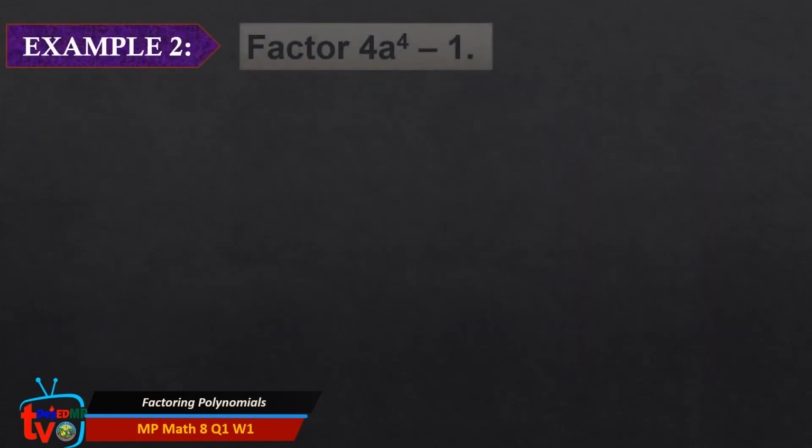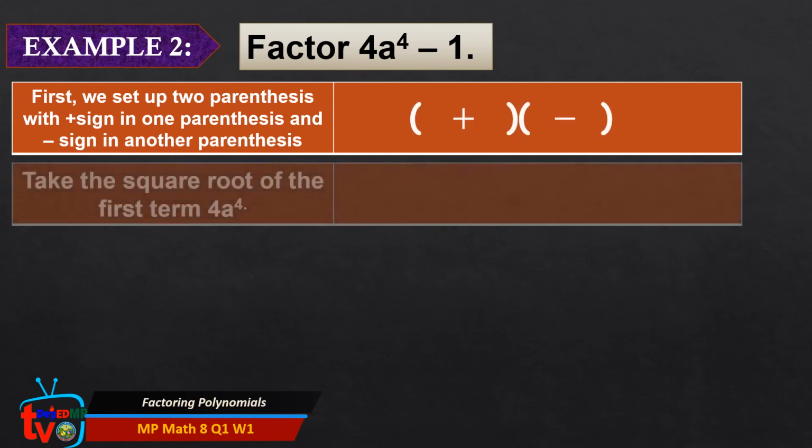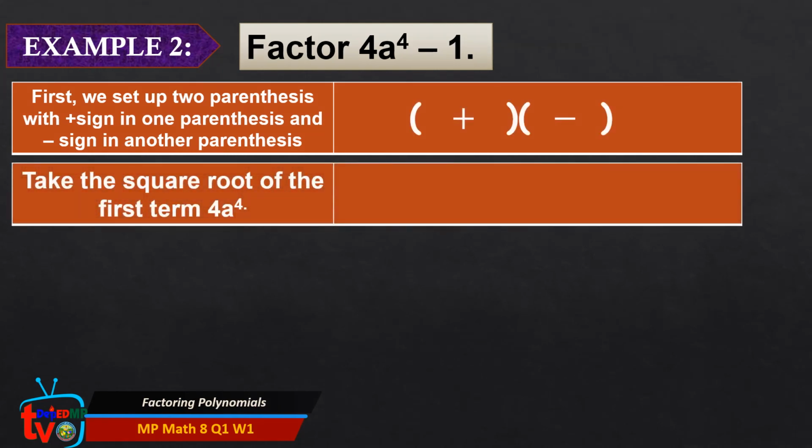Another example, factor 4a raised to 4 minus 1. The same thing, we are going to set up two parentheses with a plus sign in one and a minus sign in the other. Though we can interchange, we can have the first one have the minus sign and the second one have the plus sign. And then we are going to extract the square root of the first term.